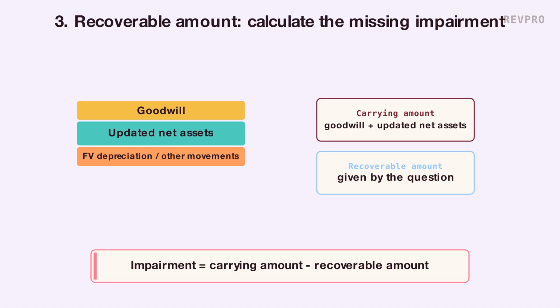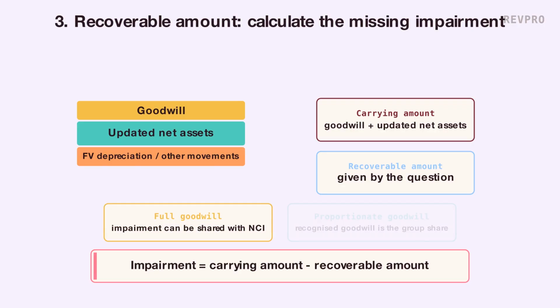And then remember the method. Under full goodwill, goodwill impairment is shared between parent and NCI. Under proportionate goodwill, only the group share of goodwill is recognized.